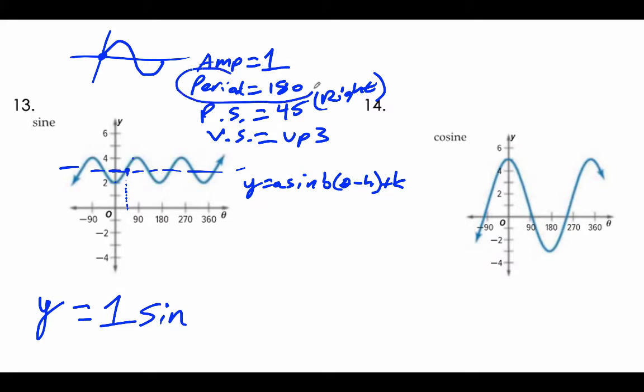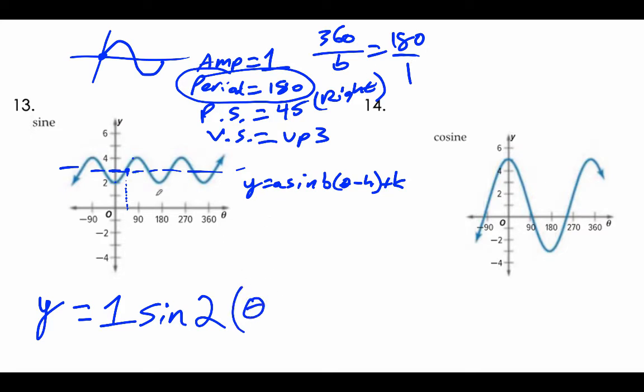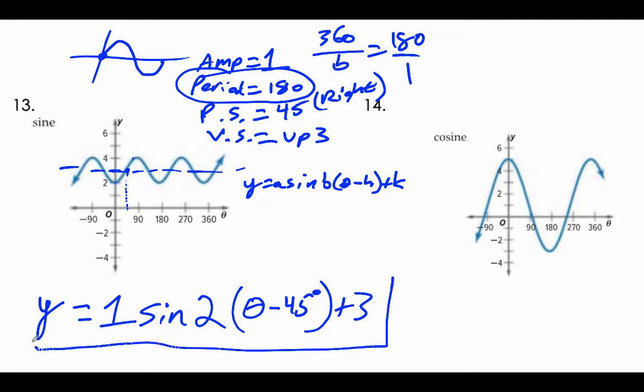Big moment. You got to take 360 over b equals 180 over 1 and cross multiply. 360 divided by 180, it's 2. B is 2. You solve that proportion. Times theta. And I went 45 right, minus 45 degrees, and I went 3 up. And there it is. Whoomp. There it is.